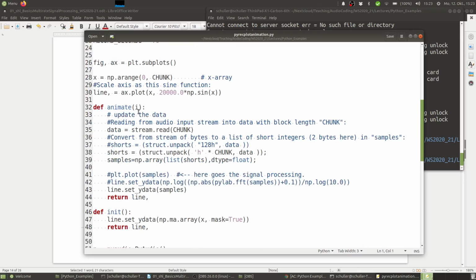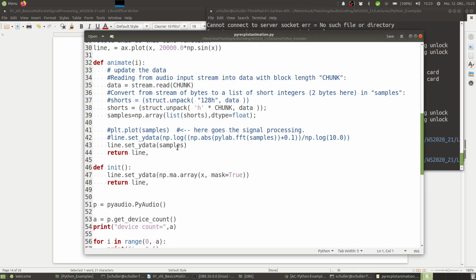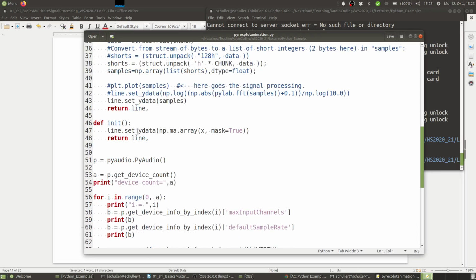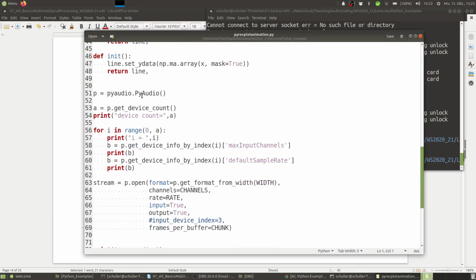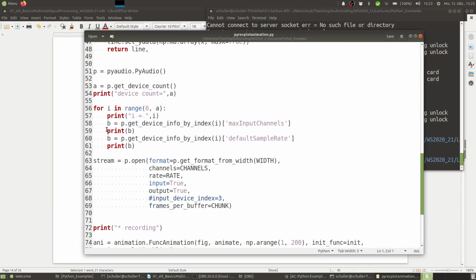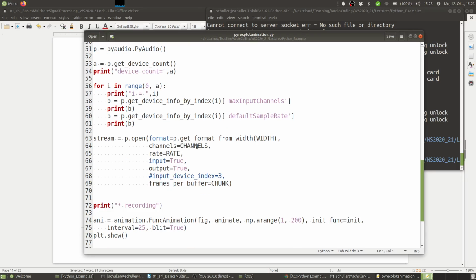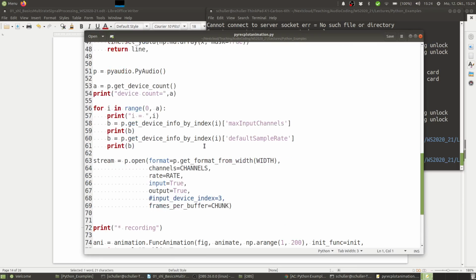Yeah, here's an animate function which basically reads a block of samples from the sound card and turns it into an array of floats, right? So here's a conversion from 16-bit integer to float. And here it plots it. And here you initialize the plot. Here you open the sound card. Here you test the sound card. Here you actually open the sound card and assign a pointer to it. Here you set the number of channels. In our case it's mono, so this should be 1.